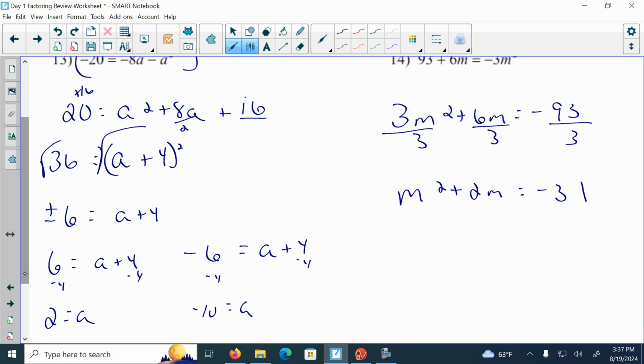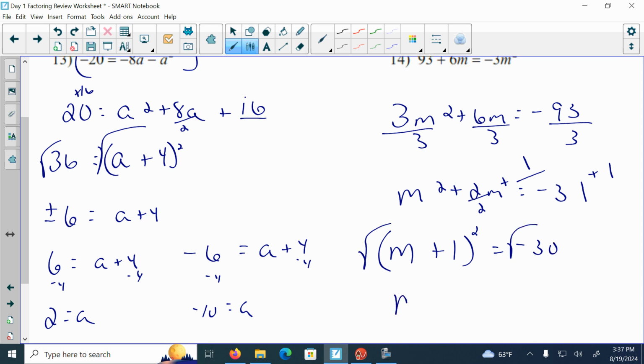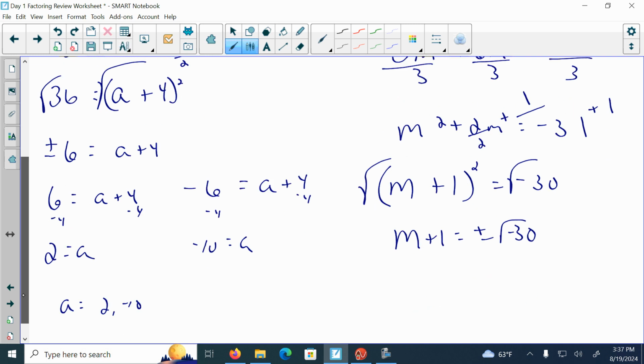Now I'm going to complete the square. I'm going to add some number here. So this will be m plus half of 2, which is 1. 1 squared is 1, so I'm going to add 1 to this side, which means I'm going to add 1 to this side. Negative 31 plus a positive 1 is a negative 30. Square root. So m plus 1 is equal to plus or minus the square root of negative 30.